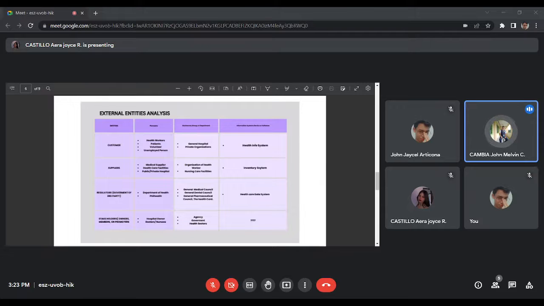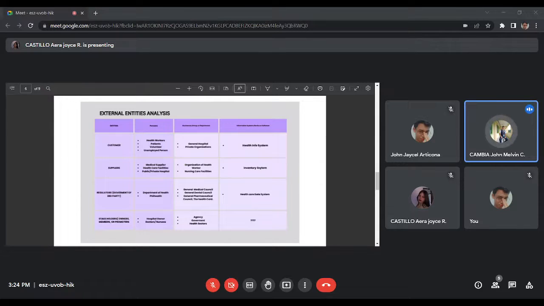Next are the suppliers: the medical suppliers, healthcare facilities, and the public and private hospitals. They provide all the needs of the doctors, nurses, and the patients. They play a very important role in the field of health here in our country, because without them, we will not have a good service in health.